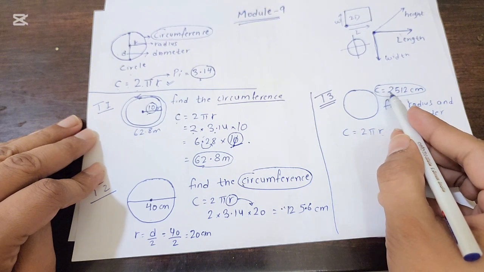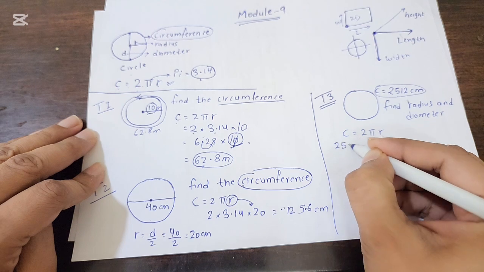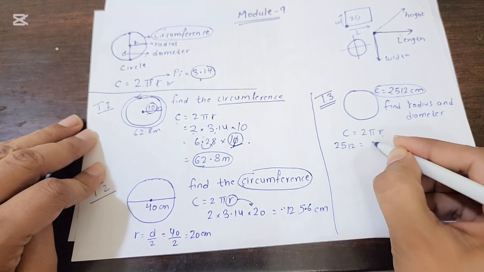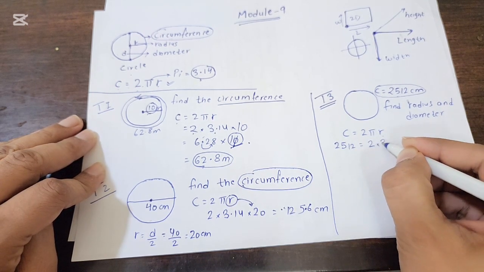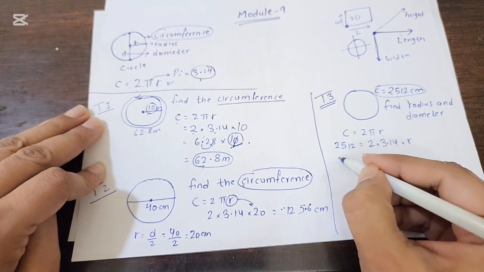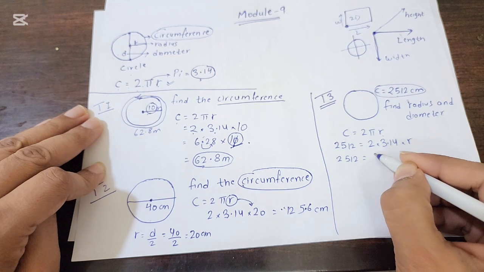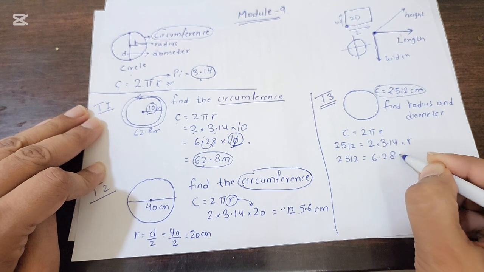This time the radius is not given, but the circumference is given. The circumference is 2512, so I will put it here: 2512 equals 2 times 3.14 times r. So 2512 is equal to 2 times 3.14, which gives you 6.28 r.